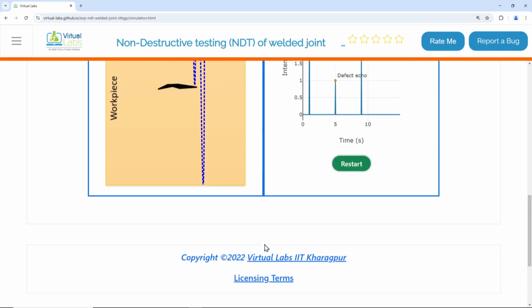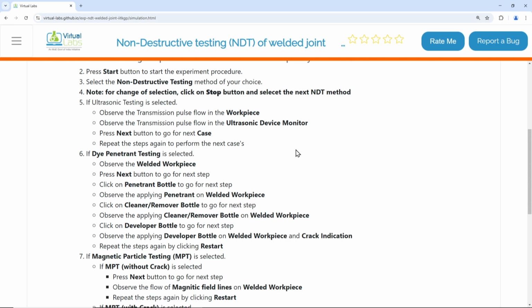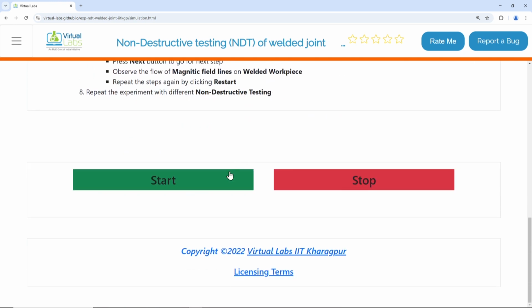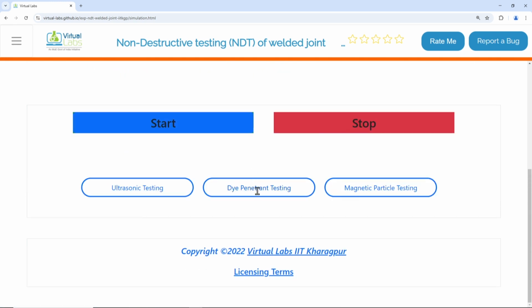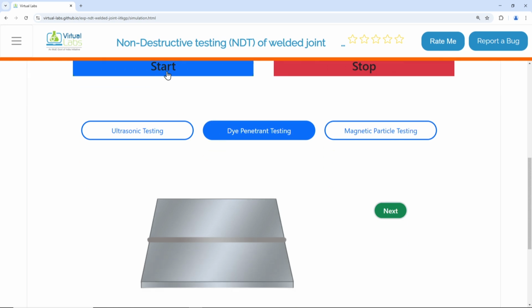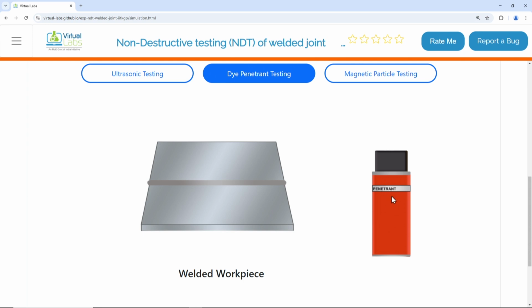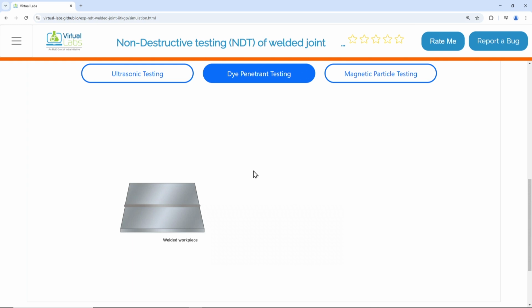So this is ultrasonic testing. Let me take another test. I'll now again start and pick the dye penetrant test. I'll click start and click next. This is a penetrant spray. I will click on the penetrant, and this penetrant will spray over the welded zone, the welded workpiece.